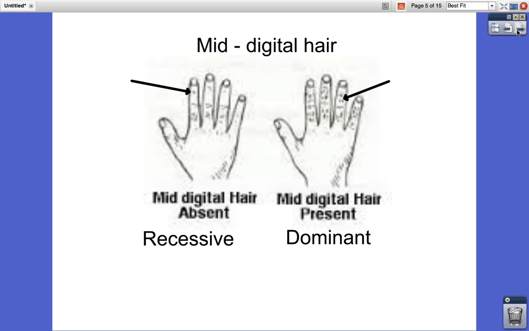Our next trait is mid-digital hair. This is hair between the first and second knuckle on your hand, right in here, right below where the big bend is. Some people have hair there, like this guy, and some people don't. Kind of weird to have hairy knuckles, by the way.